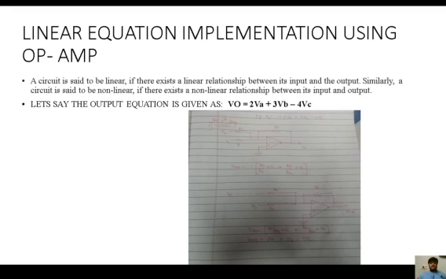So now we will be designing a linear equation using an op amp where my output voltage VO is given as 2VA plus 3VB minus 4VC. We are given three different values over here. While designing we could have used 3 op amps, but as engineers we should minimize the use of the circuit. The size of the circuit should be less. So we will be using 2 op amps. One op amp is also possible, but it makes the circuit gaudy, so it is better to use two op amps for this kind of circuit.